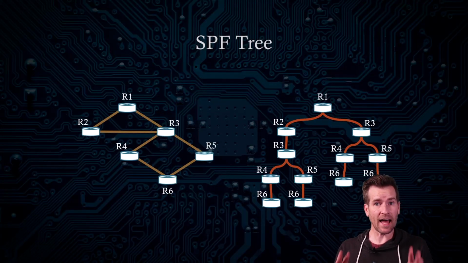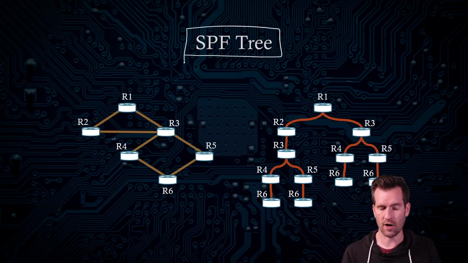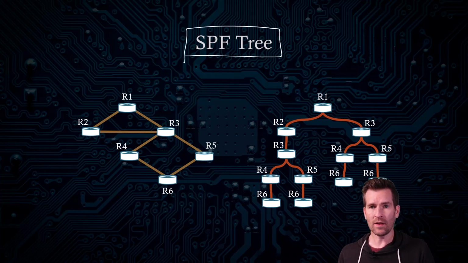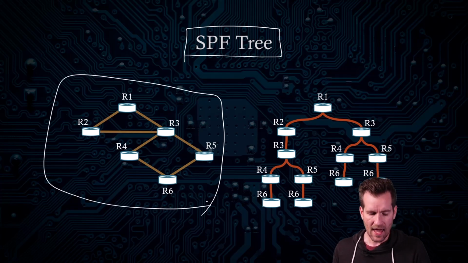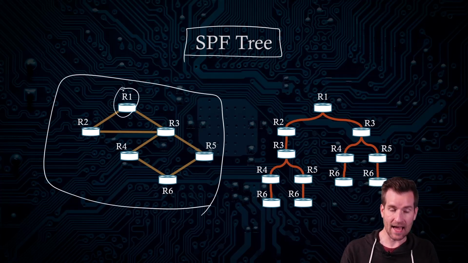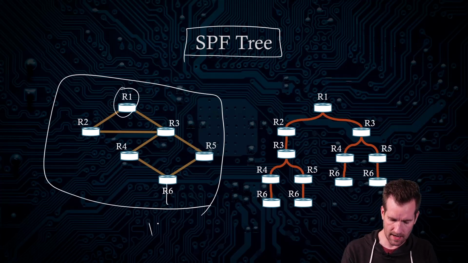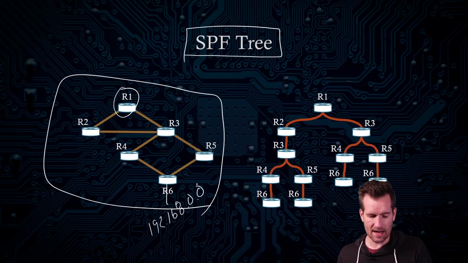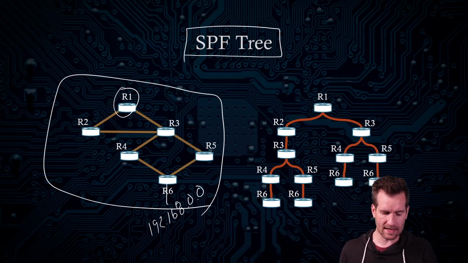The Dijkstra algorithm creates a shortest path first tree, or an SPF tree. And what that looks like is this is our network over here. And R1 needs to decide how it's going to get to a network hanging off R6. Let's just say it's a 192.168.0.0 network. It needs to get to that network. It needs to figure out what is the shortest path. So it calculates all of the different ways it could get to that.